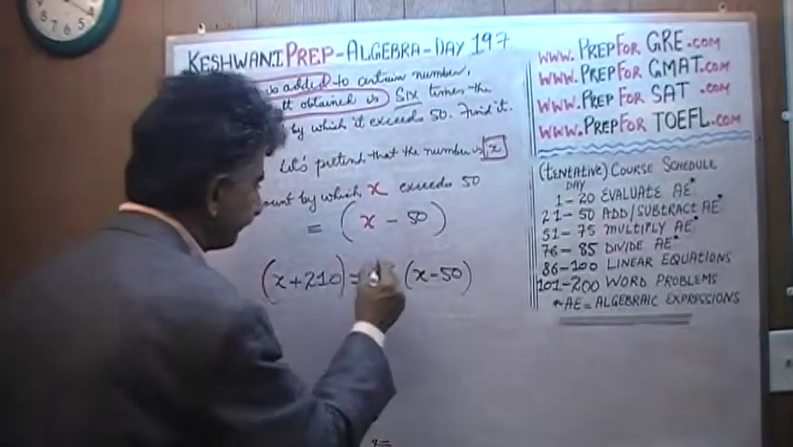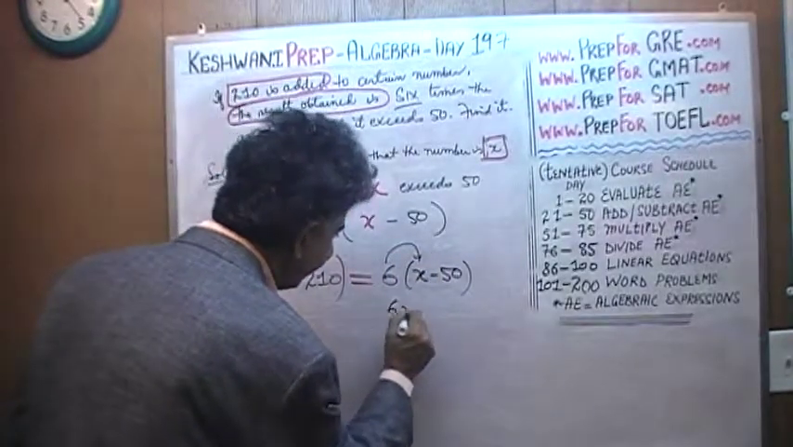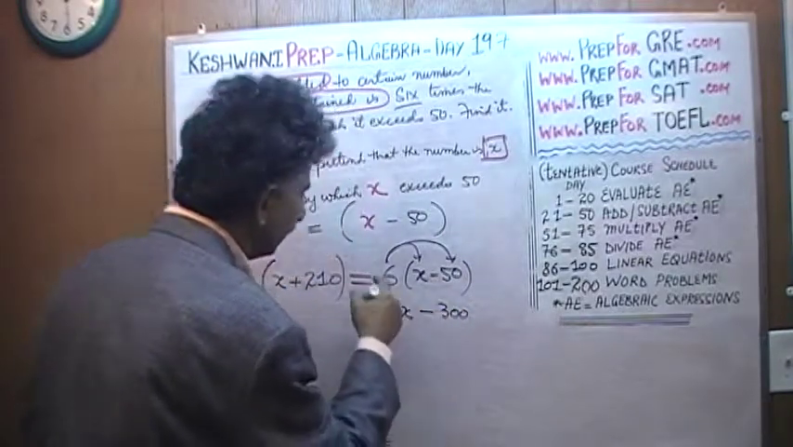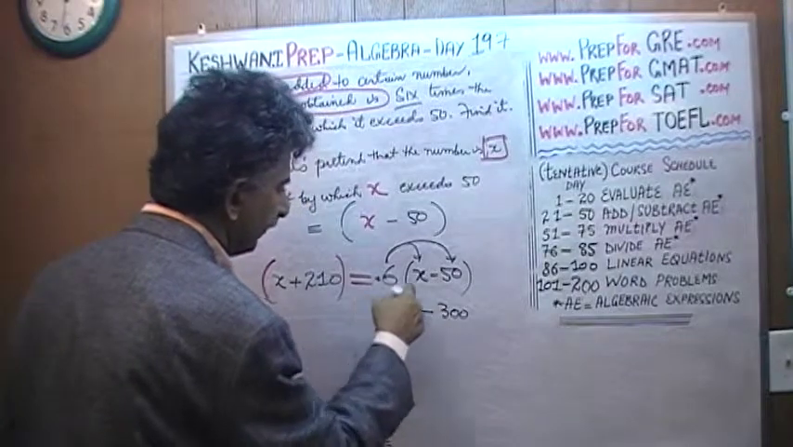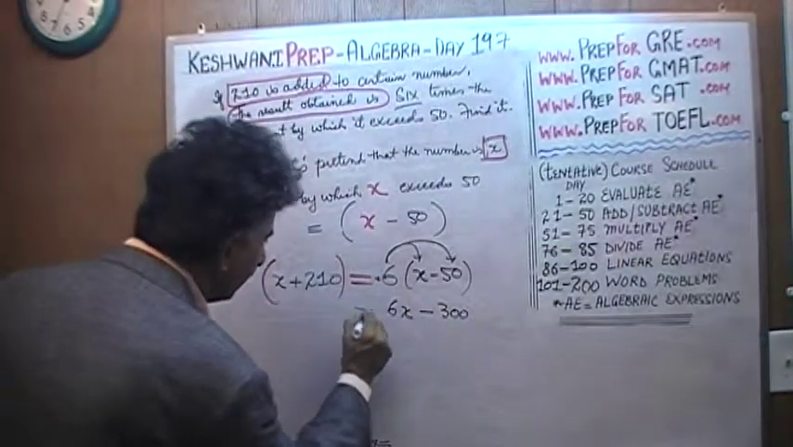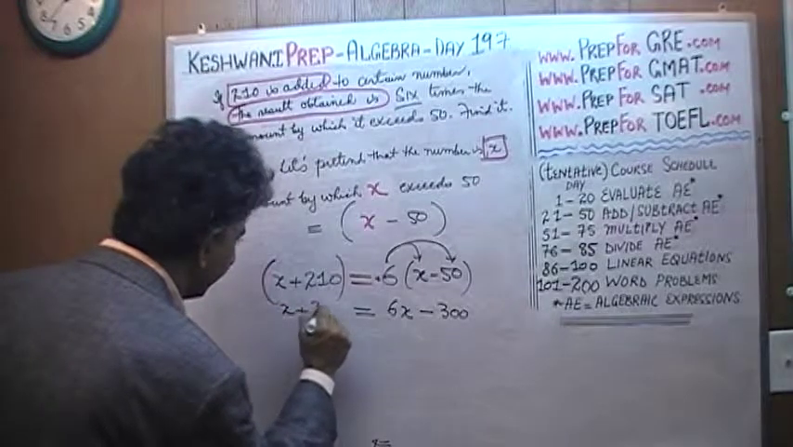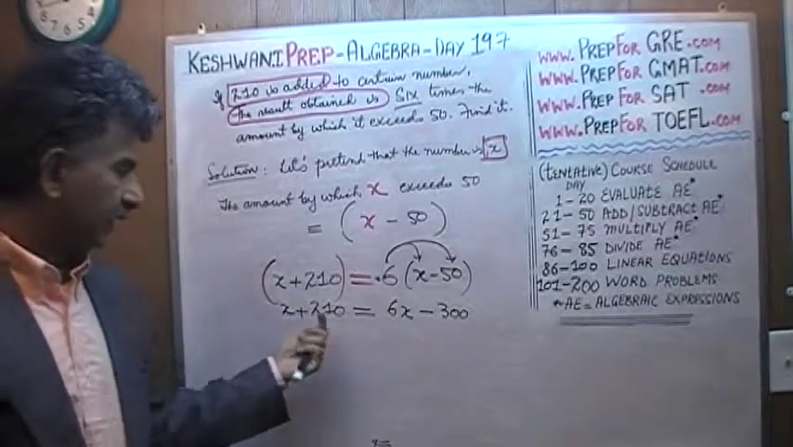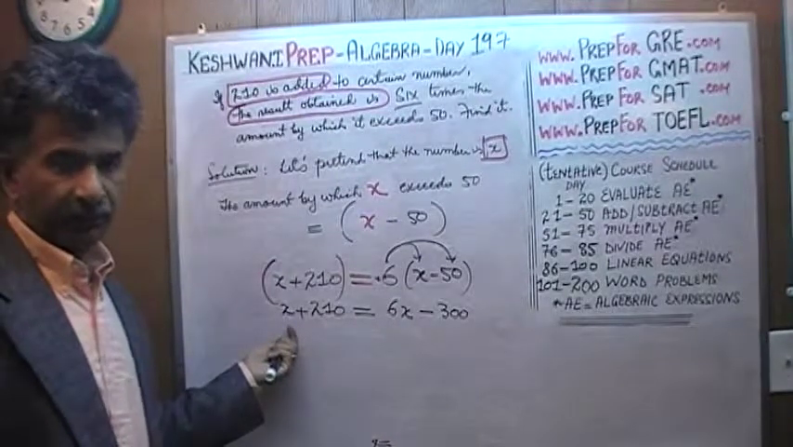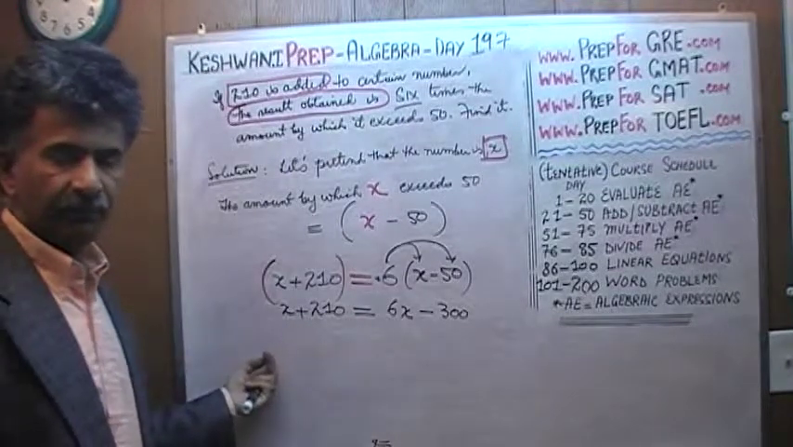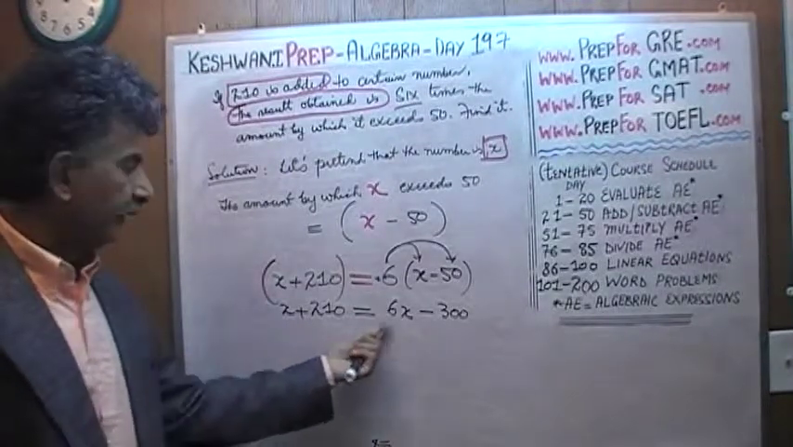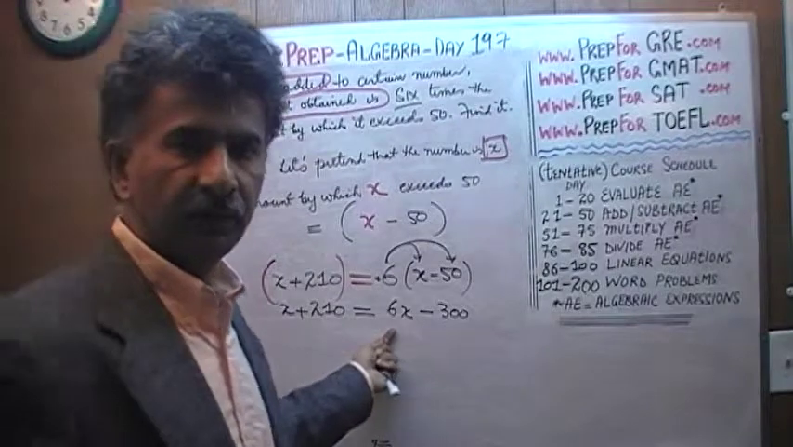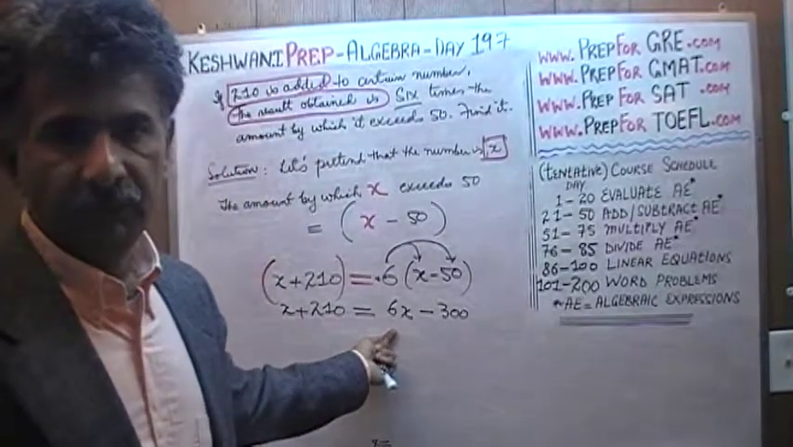It's very straightforward now. So 6 times x is 6x. 6 times 50 is 300, and then we have a negative in the middle, so positive 6 times negative 50 gives us negative 300, and on this side we have x plus 210. Now, if we were to bring this 6x from the right hand side to the left hand side, like we are supposed to, bring all the unknowns to the left hand side, we'll end up with a negative coefficient for the unknown. I don't like that. I like to keep my coefficient for the unknown positive as much as I can.